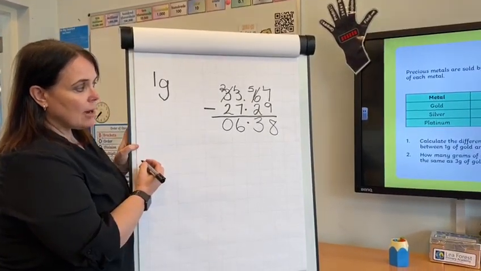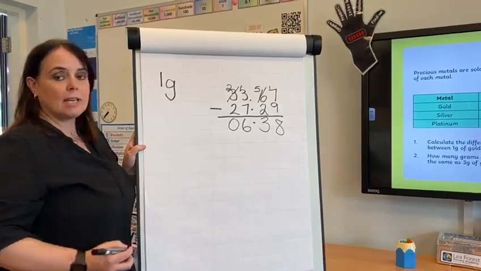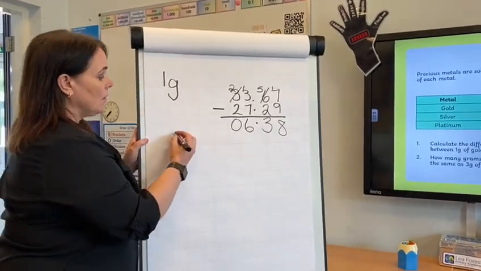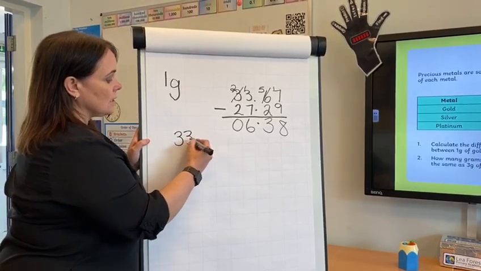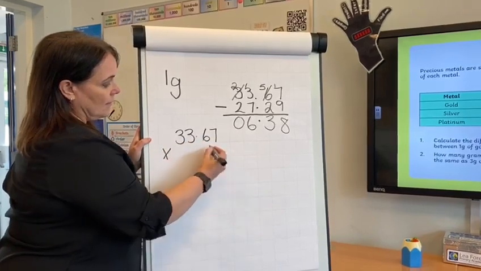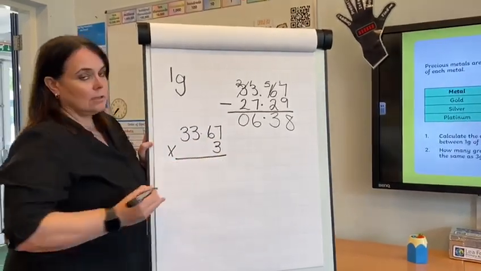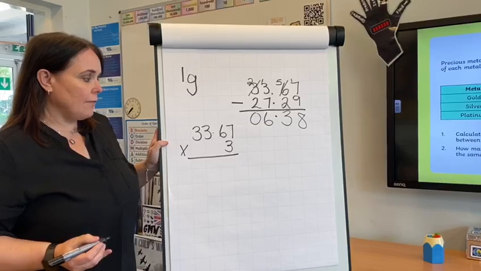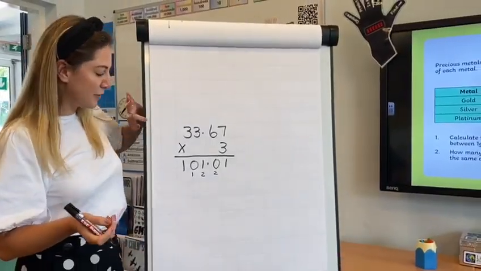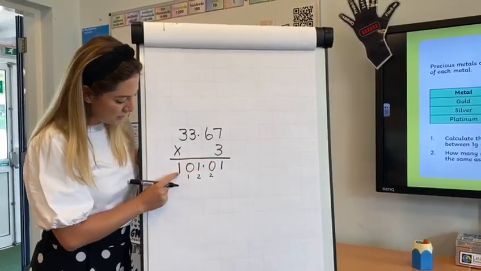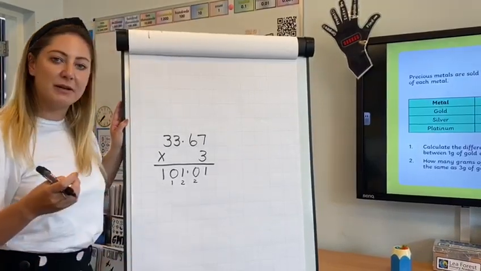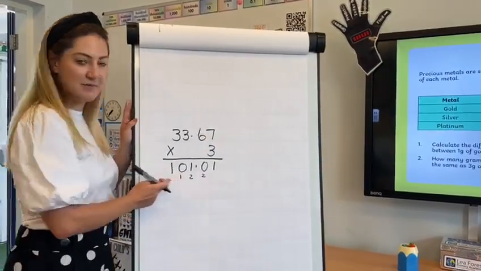Second question, how many grams of silver will cost the same as 3 grams of gold? So a different calculation this time. 3 grams of gold is 3 lots of 33.67. I'm going to pause now. Can you work out what 3 lots of £33.67 is? So hopefully you calculated that 3 grams of gold costs you £101.01.